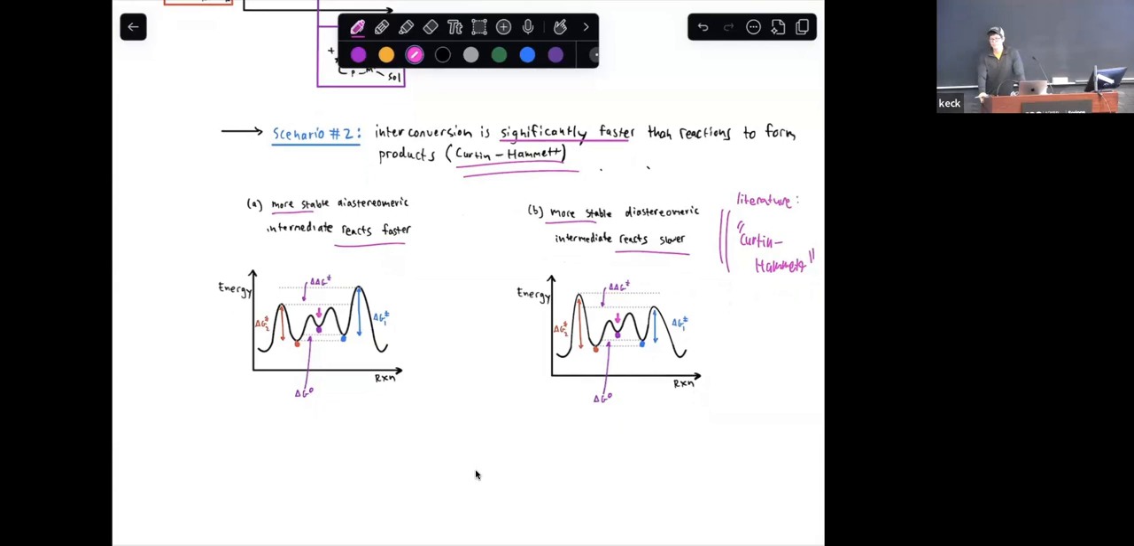Yeah, Amy. Sorry, will you explain the difference between those two? It's more stable, reacts faster, or more stable, reacts slower. The left is the more stable one, the longer lived intermediate is reacting faster. Okay. On the right is the more stable, the longer lived one is reacting the productive step slower.